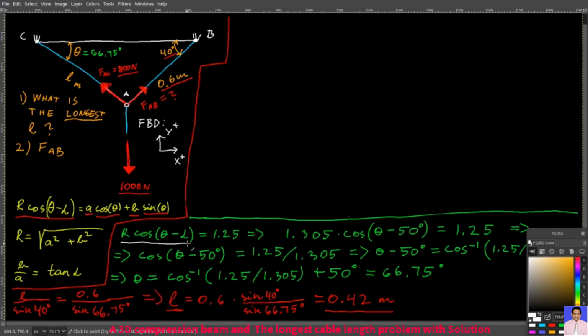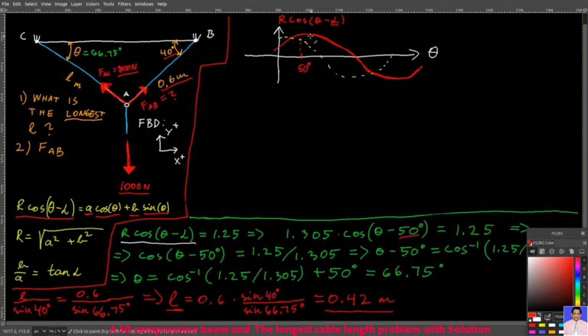I'm going to take this function r times cosine of theta minus alpha, and I'm going to draw it here. Let this be theta. So this would be a regular cosine function. But now, if I have r times cosine of theta minus alpha here, and alpha is 50 degrees, that means that my cosine function will be something like this. So the highest point would be at 50 degrees here. And now, somewhere here, we had 66.75 degrees. So it was this one here.